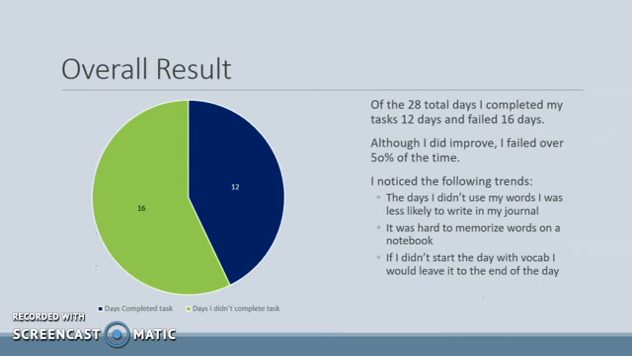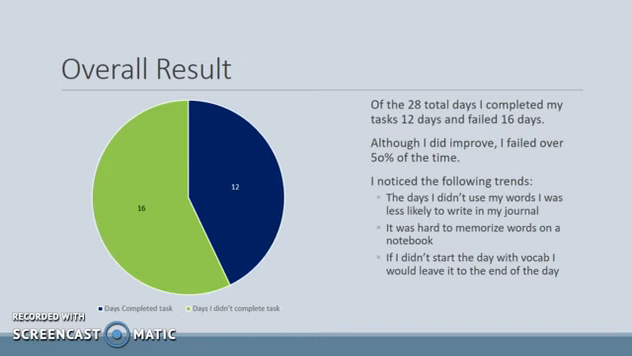So with this, an overall result, I did much better than what I had done previously before I enacted this goal. And that is, I actually improved from almost nothing. However, I did fail. So 12 days I succeeded in reaching those three goals, and 16 days I failed, which, although I improved, it's kind of depressing to know that I failed over 50% of the time, around 58%.